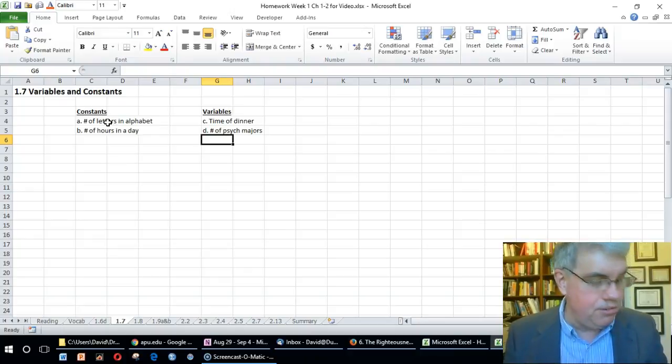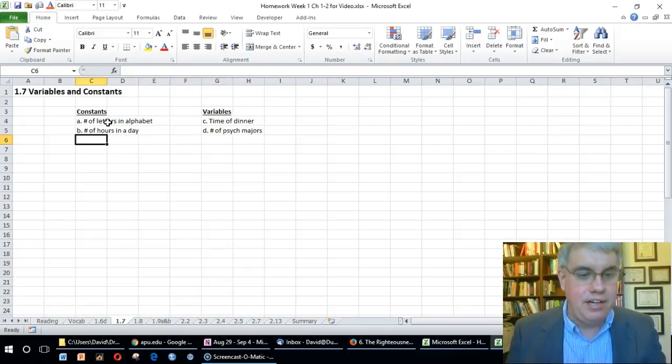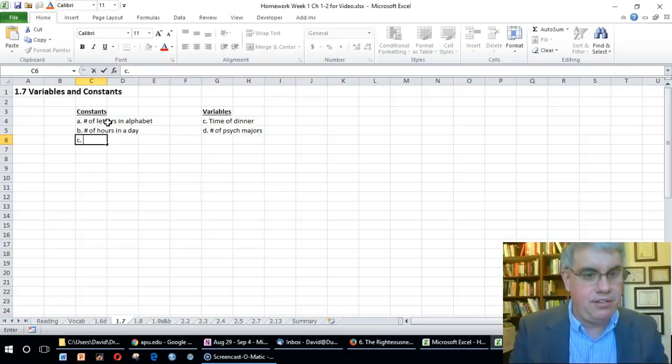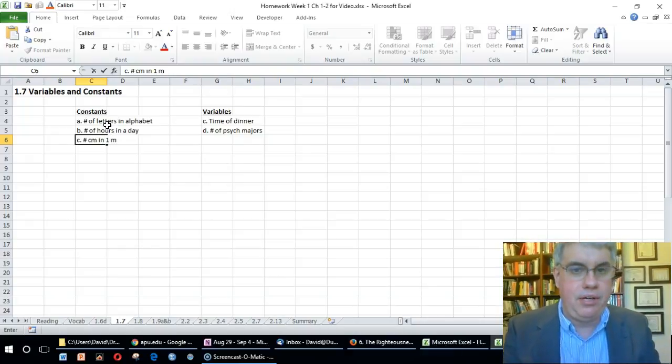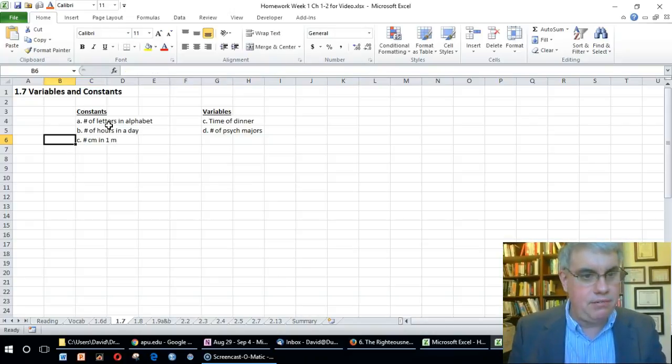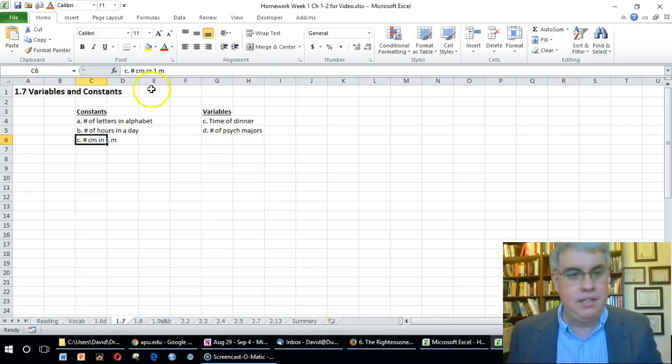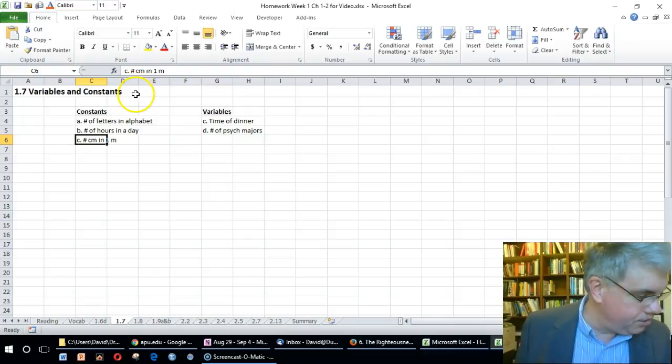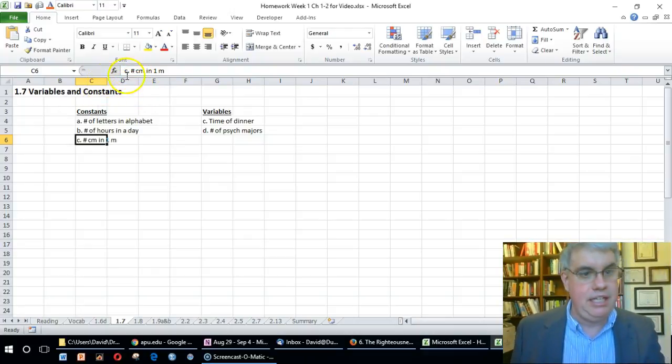The number of centimeters in a meter, well, that is constant. There's 100 centimeters in 1 meter. Oh, that's not C. What letter is this? This is E. So we'll change that to E.